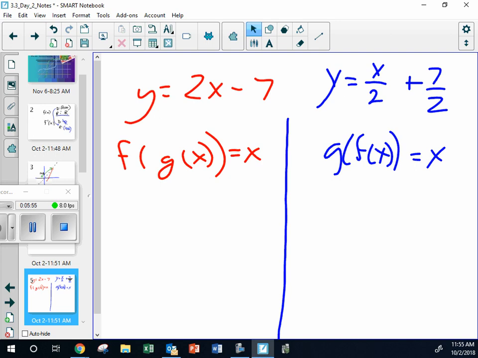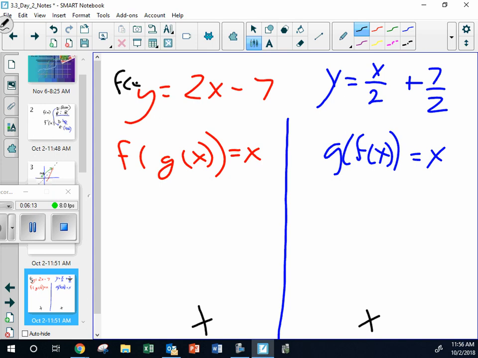The other kind of hard part is honestly just the easy part. You just have to do it twice. You have to make one function eat the other function and simplify it down, and then go backwards and simplify that down. And hopefully at the end, the answer comes out to x on both sides. So would you please make the f function eat the g function? Now let's pick on f and g.